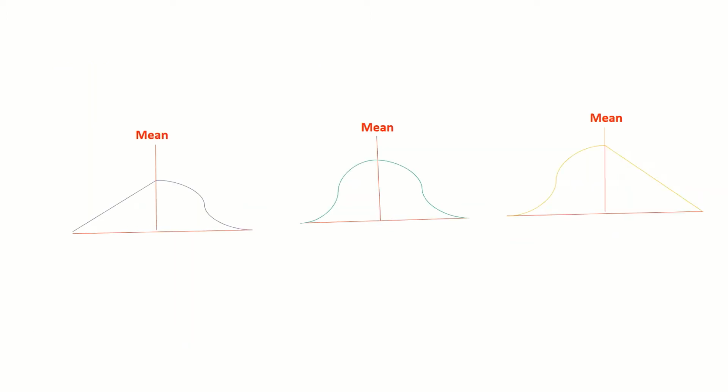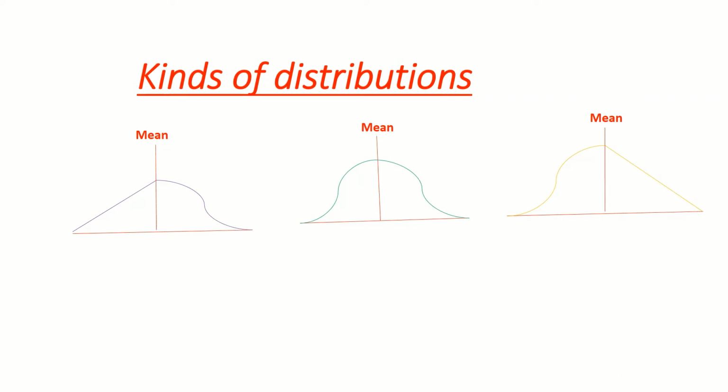There are three kinds of distributions, as you can see from the figure. The first one is different from the second one, and the second one is different from the third one. We call the first one positively skewed because on the right side the shape is skewed, but here it's almost a straight line. The second one is normally distributed because the left and right sides are equal, or symmetric to each other. But this first one is not symmetric because this image is different from this one.